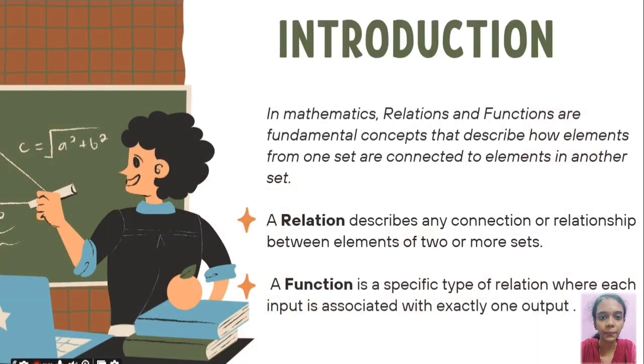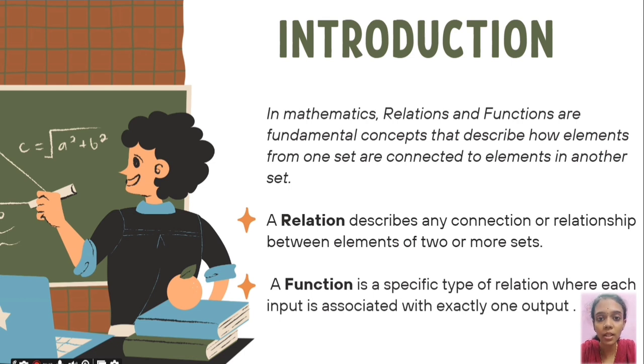So let's get started. To begin with, have you ever matched something with something else? Like matching a person to their favorite food or a student to their roll number? That's what we do in mathematics when we talk about relations and functions. A relation is just a way of connecting things from one group to things in another group. For example, think about a group of students and a group of favorite colors. If we match each student to their favorite color, that's a relation.